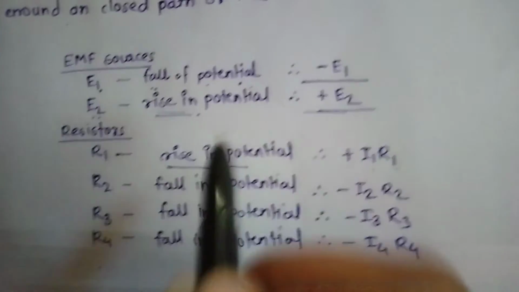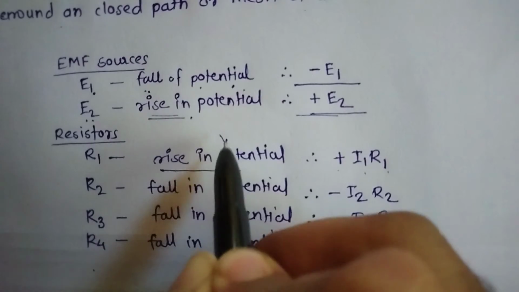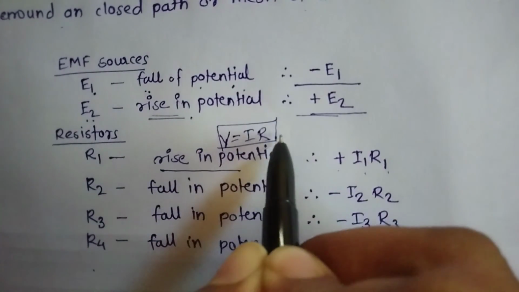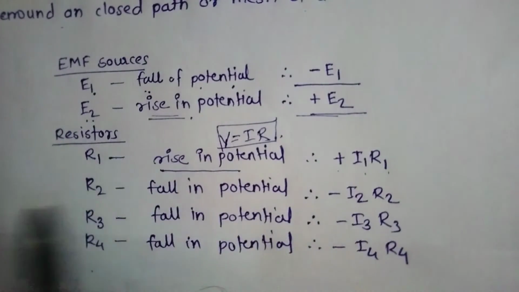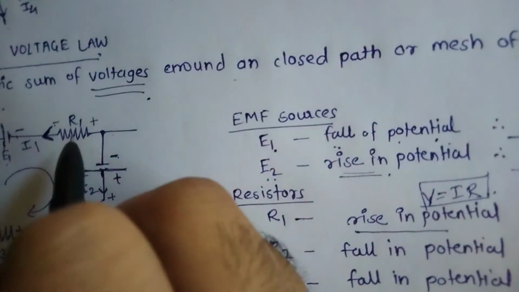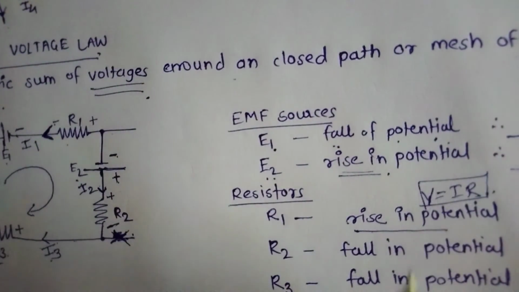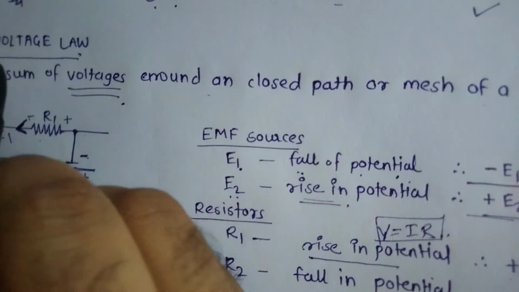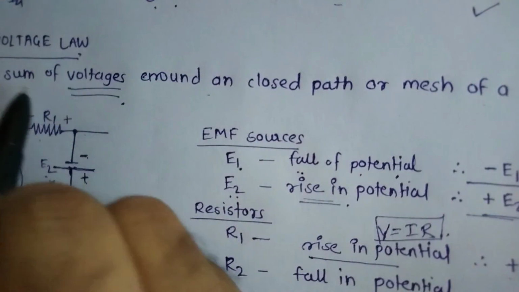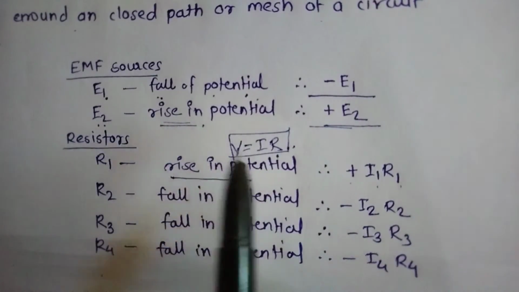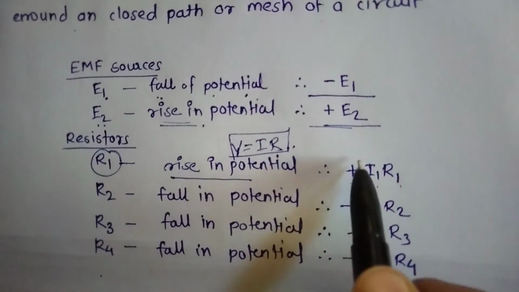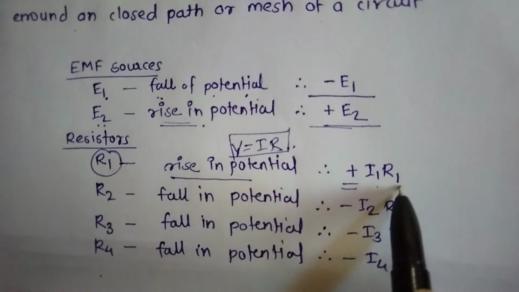So R1 is from minus to positive, so we will take it as positive I1 R1. Why I1 R1? We know that V is equal to IR, as per Ohm's law. So we will consider the current flowing through the resistor and the voltage across it. Kirchhoff's voltage law is about the algebraic sum of voltages, right? So we will consider the voltage across the resistor R1. So a positive sign is given to the I1 R1.